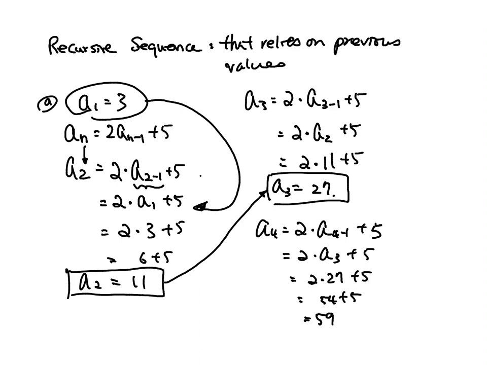Okay. So notice, right, to figure out a term, I have to know the previous. You have to know the previous term. So this is what's called a recursive sequence. You have to rely on knowing the previous term. Okay?